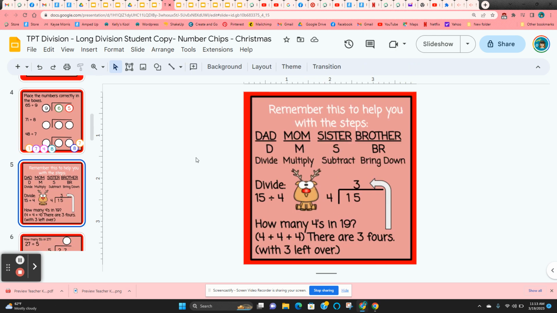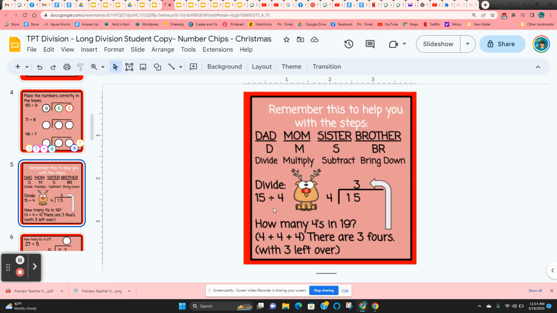The next slide is instructional, so it gives them an acronym to help them remember the steps. They're going to divide first, then multiply, then subtract, and then bring down. So dad, mom, sister, brother. Divide, multiply, subtract, and bring down.